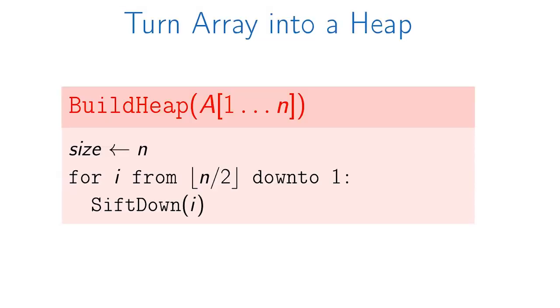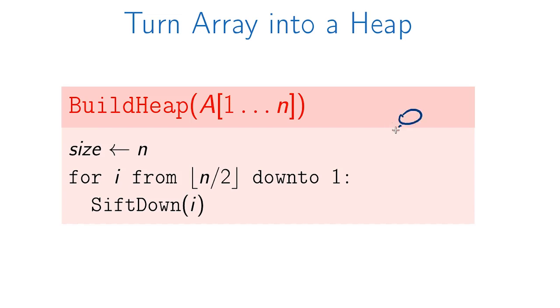Building a heap out of a given array turns out to be surprisingly simple. Namely, given an array A of size n, we do the following. We first assign the value of n to the variable size, just to indicate that we have a heap of size n. Then we do the following. For each i going down from n over 2, rounded down, to 1, we just sift down the ith element. Let me explain it on a small picture. Why are we doing this?